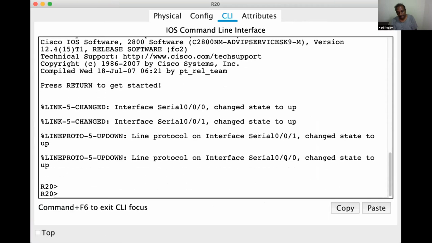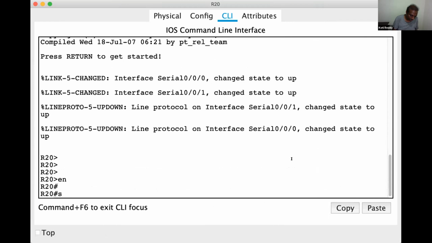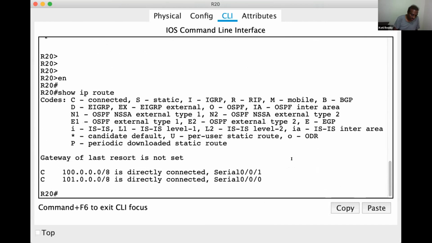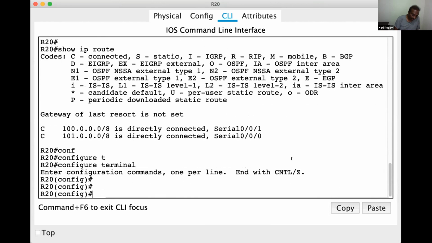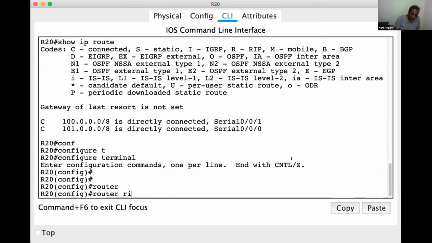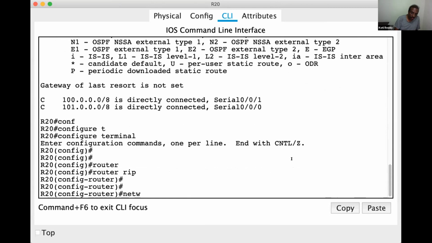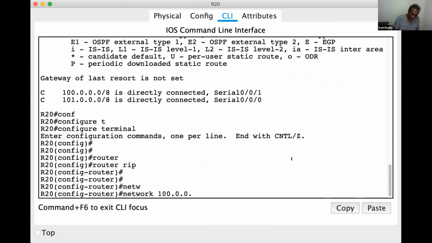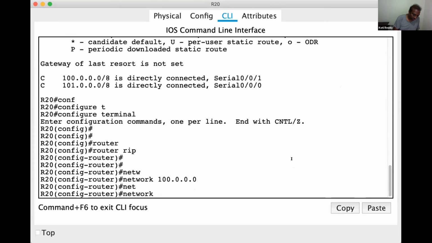In R20, I say enable. I say show IP route. I can see the connected network IDs. I say configure terminal. I give the command router RIP, and I say network 100.0.0.0 and also network 101.0.0.0.